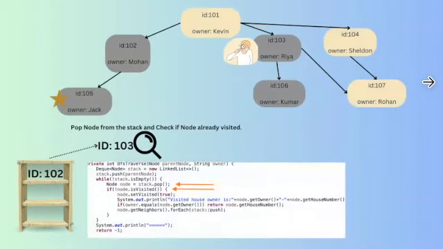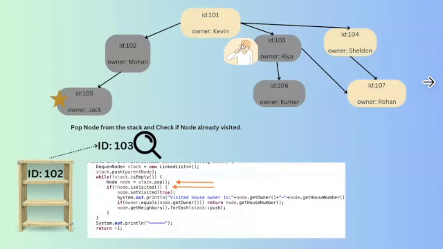The code will pop the next item from the stack. Now we see the first available from the stack is 103, and the code starts working on that now. It checks first whether this was already visited.